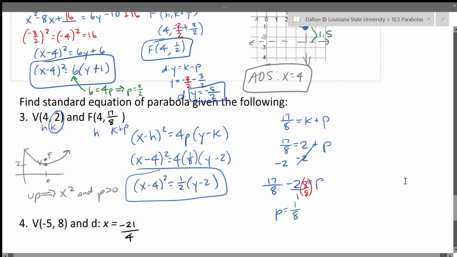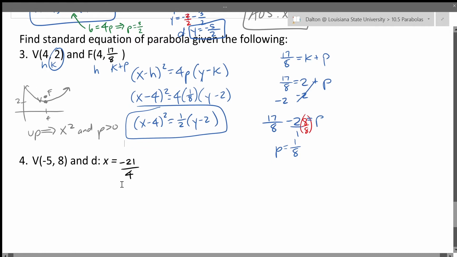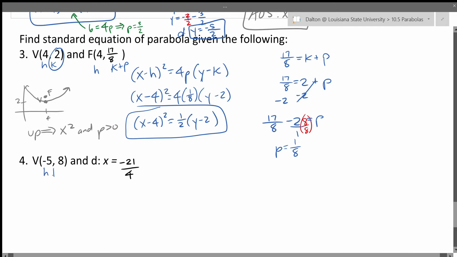Okay, last example I'm going to do with you. Same directions. I want you to write the standard equation of the parabola, this time given a vertex at negative 5/8, but the directrix is at x equals negative 21/4. So again, I'm in a position where I have 2/3 of the variables that I need. I give you the vertex, which is h and k, and the only thing you have to go find is p and which equation to plug into.